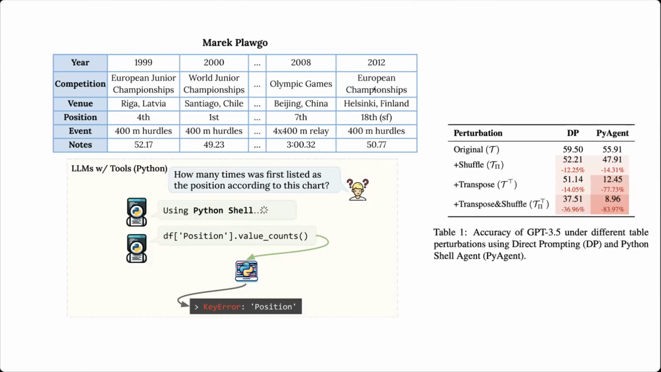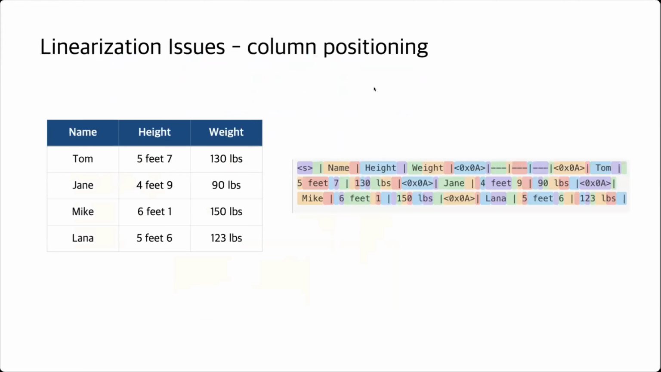The paper explores several straightforward methods to mitigate the effects of such perturbation, or to handle this table variance, without compromising the handling of common tables. So if you are interested, you can refer to the paper. Another thing about table structure is the problem of column localization.